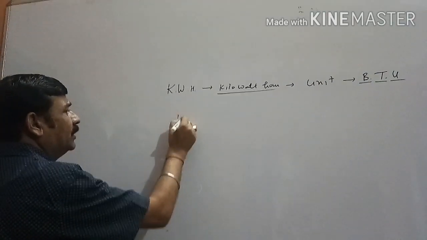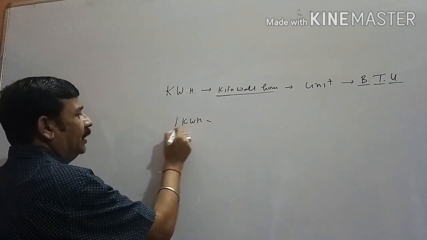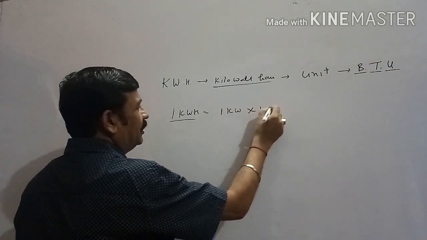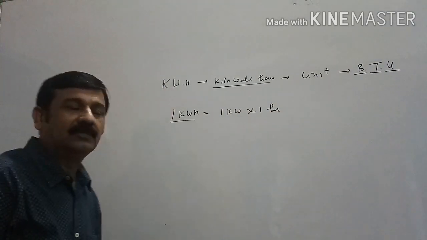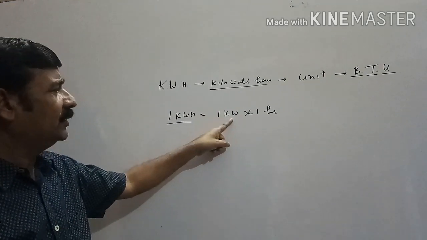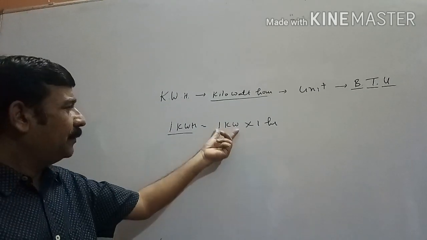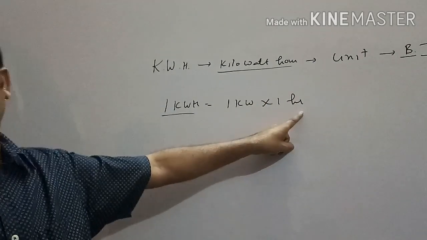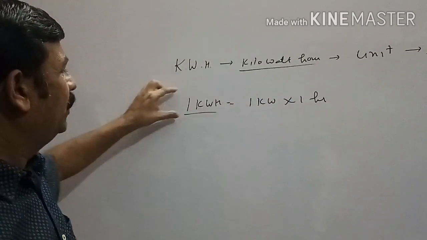When we find the relation between them, you will see what the relation is. You know 1 kilowatt hour, as the name is suggesting, will be 1 kilowatt multiplied by 1 hour. Means when an appliance of power 1 kilowatt, meaning 1000 watt, runs for 1 hour, energy consumed will be 1 kilowatt hour.